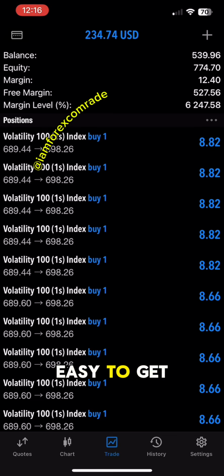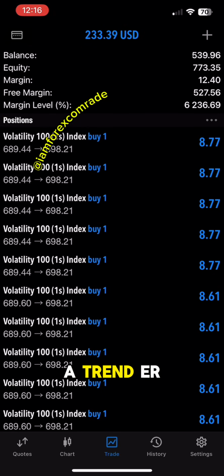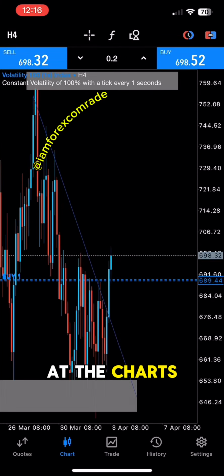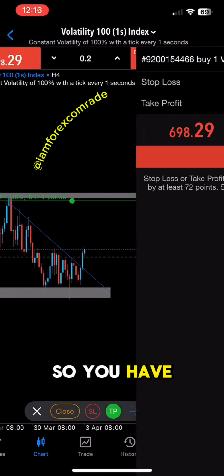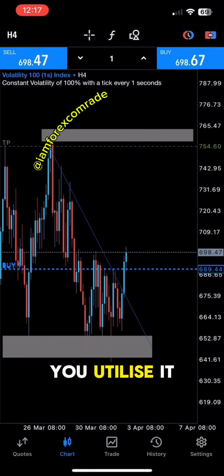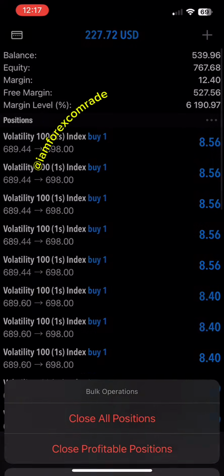So it's not easy to get a trend or a trade. Sometimes you just have to look at the charts and then see nothing and then close the charts, do something else. So you have to make sure that when you see a tradable setup, you utilize it to its last cent.